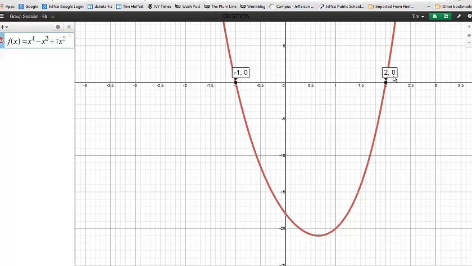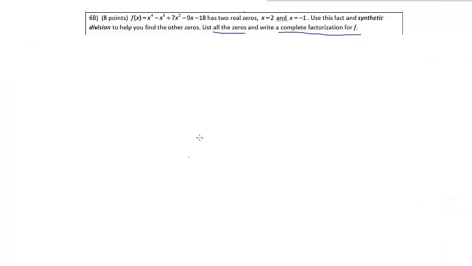We do have these two zeros, these two x-intercepts, -1 and 2, and we want to be sure to find the other. Apparently there are two more zeros, but they must be complex if we're only seeing two zeros here. Of course, there may be other terms in this graph, but it doesn't appear so. So what we do is we will start off with synthetic division.